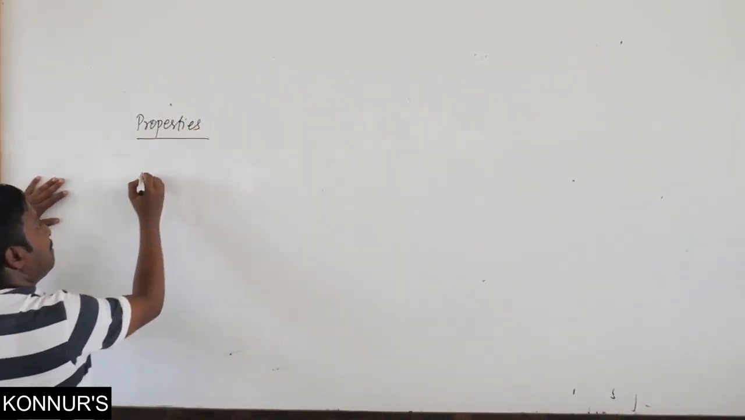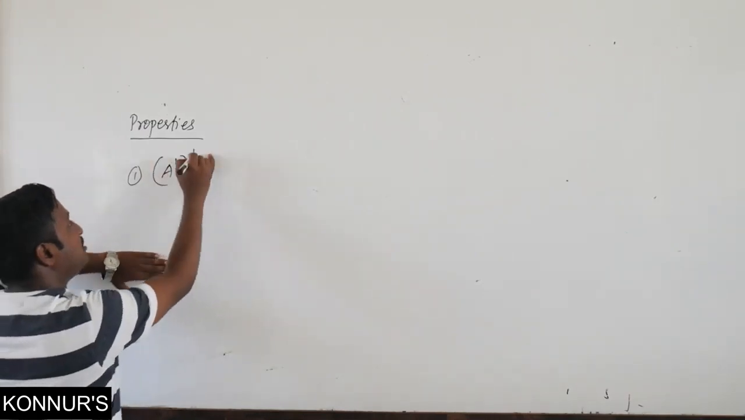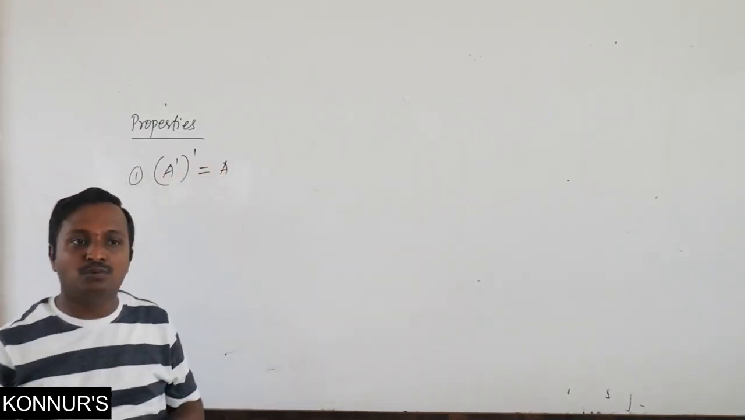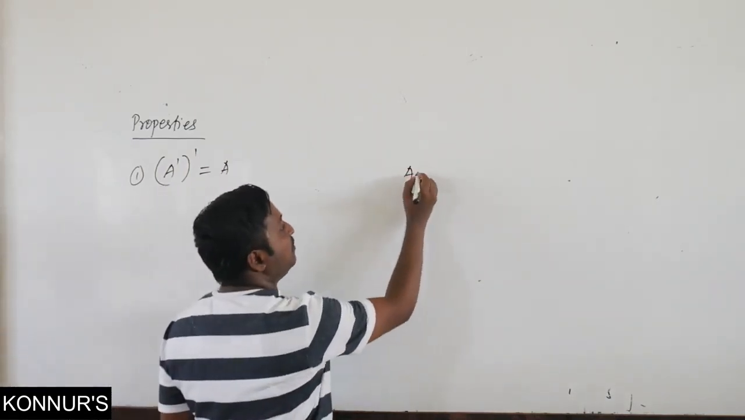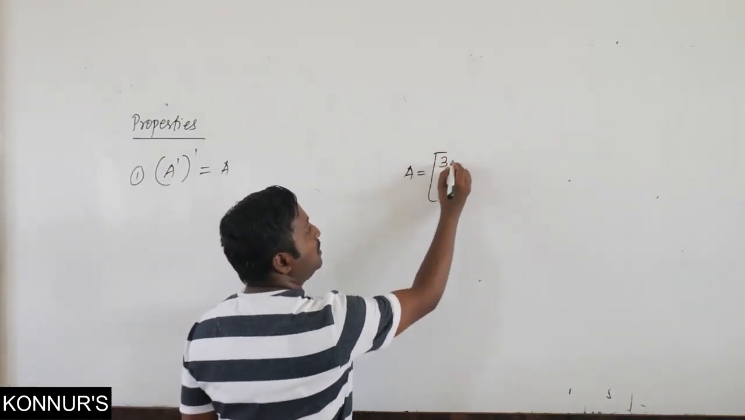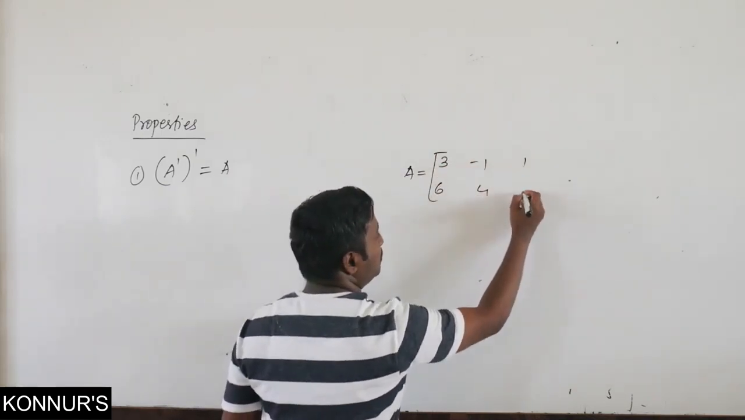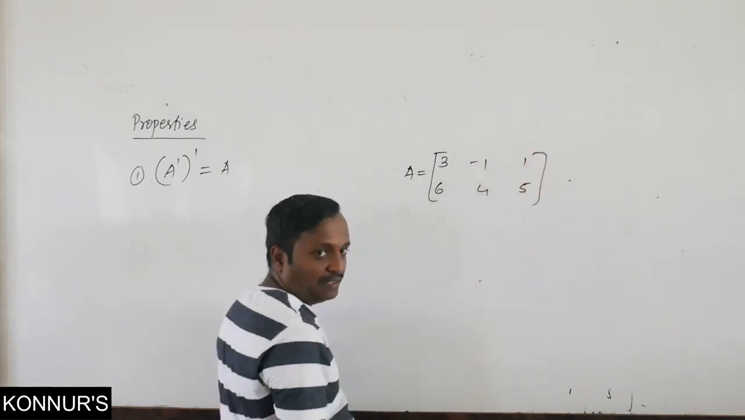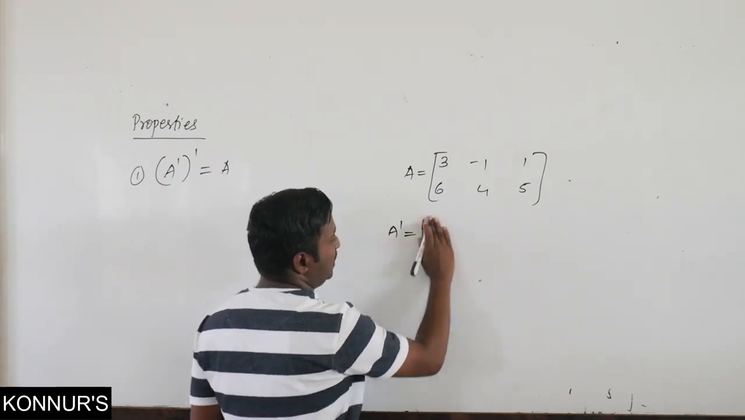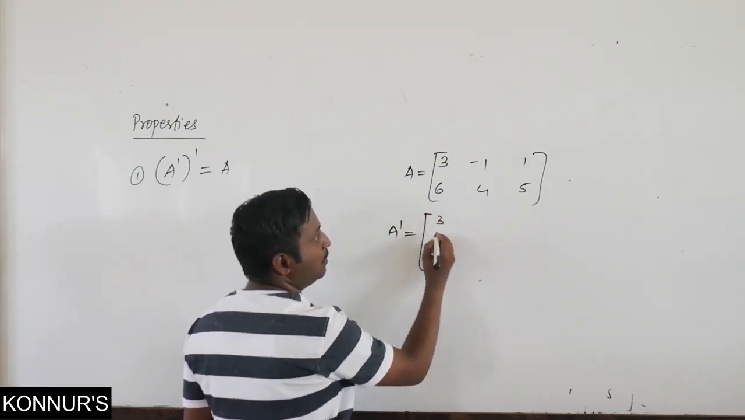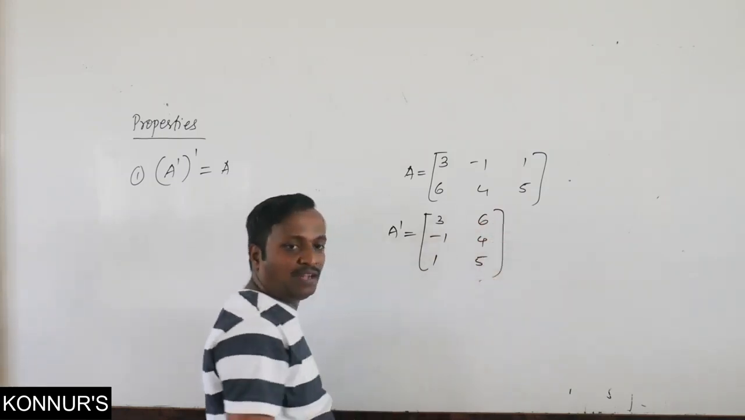Properties. First point, we can observe it always holds: A dash whole dash is always equal to A. Means, for example, A is equal to what? 3, minus 1, 6, 4, and one more row, minus 1, 5. If it is there, A dash becomes what? You can observe, A dash is 3, minus 1, 1, 6, 4, 5.